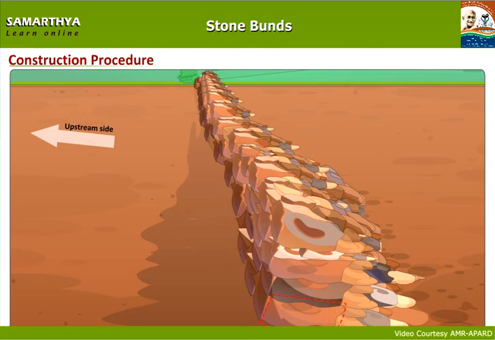In the field, the bottom portion of the bunt should use larger stones, and the upstream side of the stone bunt should be straight, while the downstream side should be in a tapering position. Voids in between packed stones should be filled with small stones.